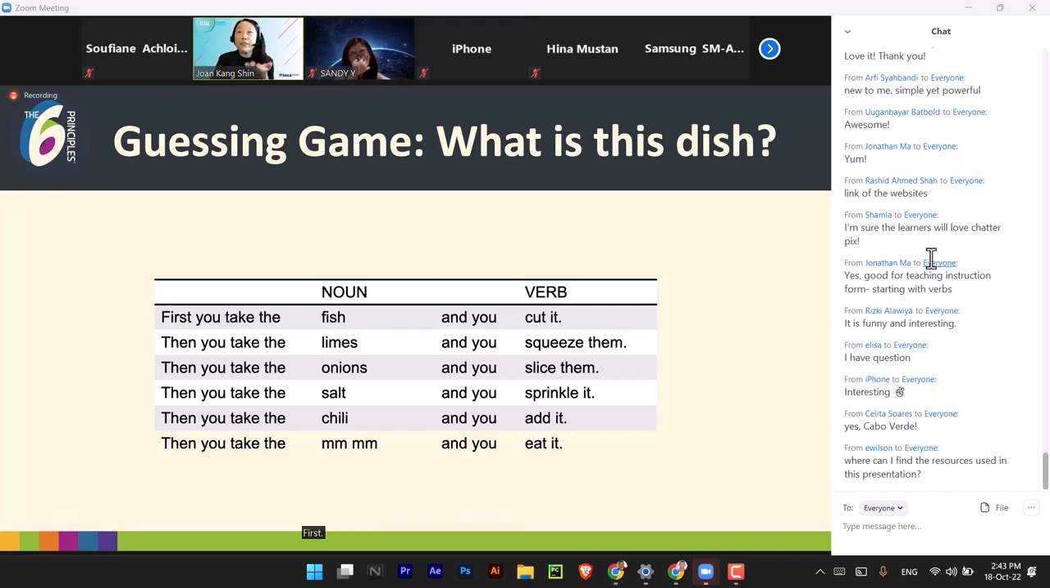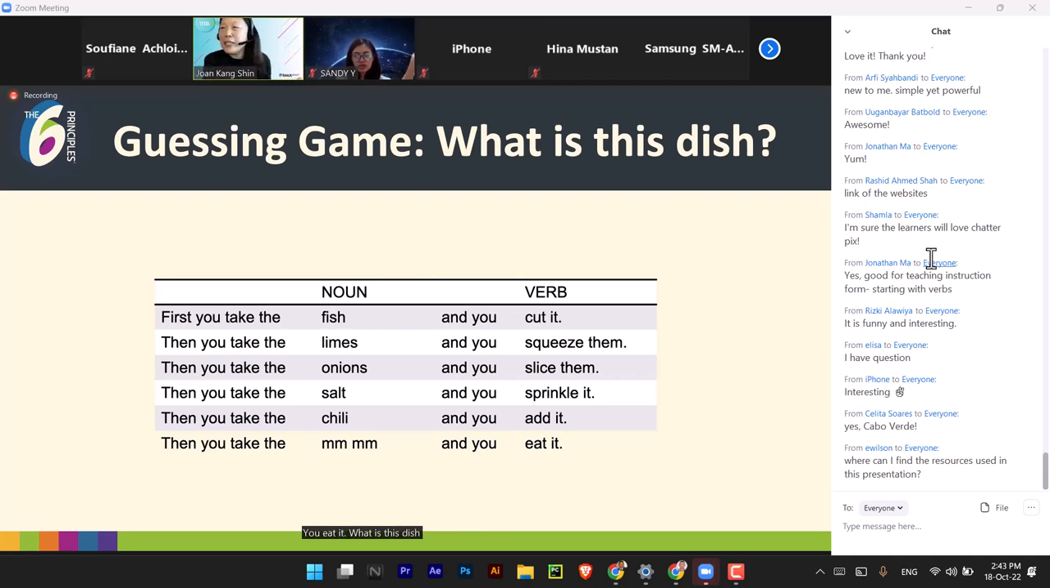First you take the fish and you cut it. You cut it. Then you take the limes and you squeeze them. You squeeze them. Then you take the onions and you slice them. You slice some. Then you take the salt and you sprinkle it. You sprinkle it. Then you take the chili and you add it. You add it. Then you take the and you eat it. You eat it.